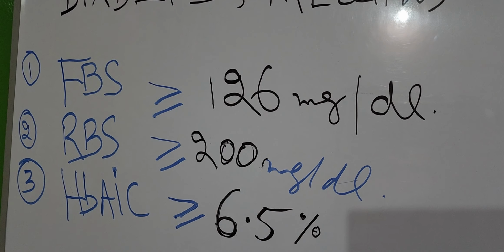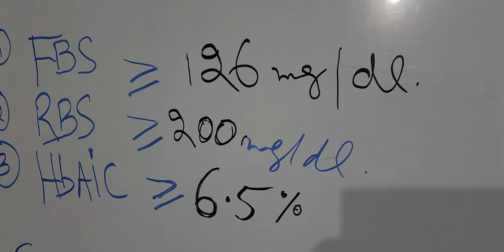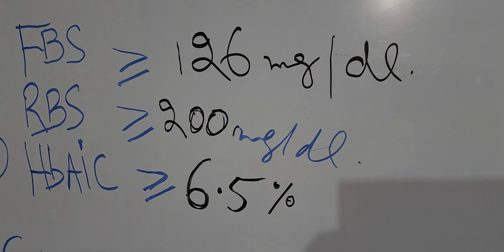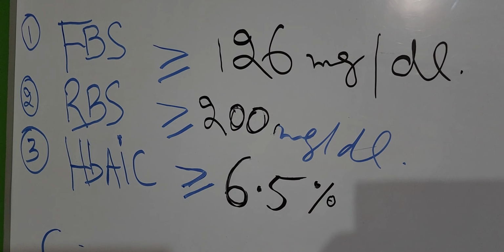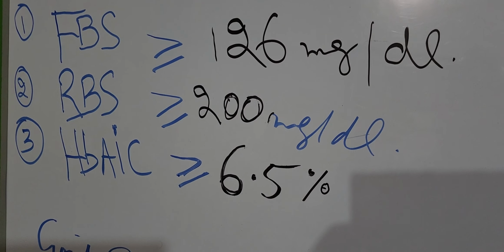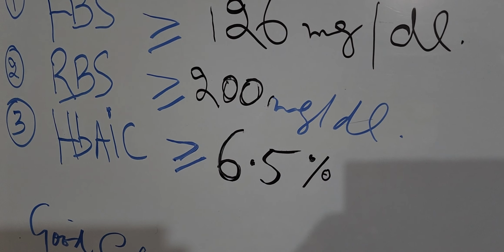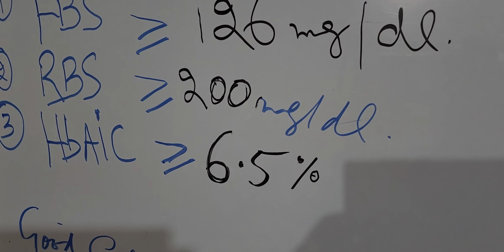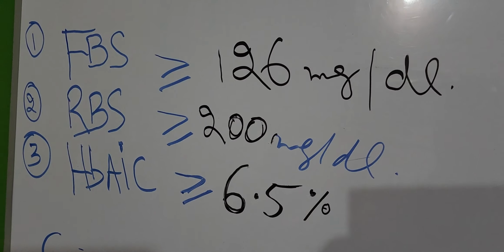The second important investigation is random blood sugar. If you do this test on a patient and it is more than 200 milligram or equivalent to 200 milligram, this patient is diabetic. The third test is HbA1c. As you all know, HbA1c is a test which shows us the 3 months previous record of a patient. And if this test is more than 6.5% or equivalent to 6.5%, this patient is diabetic.